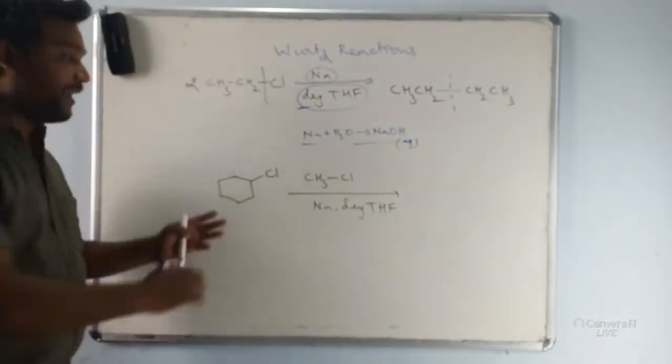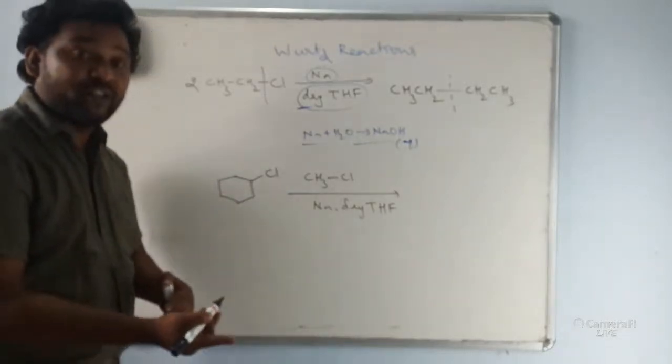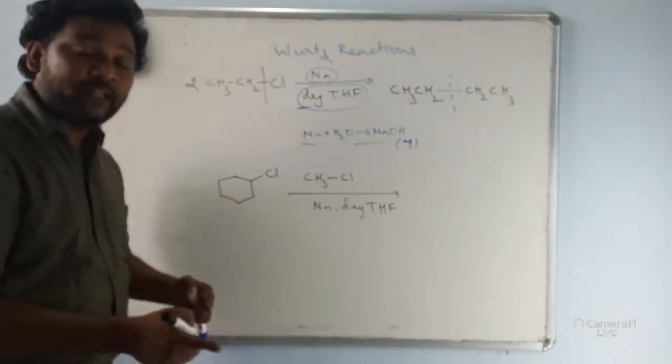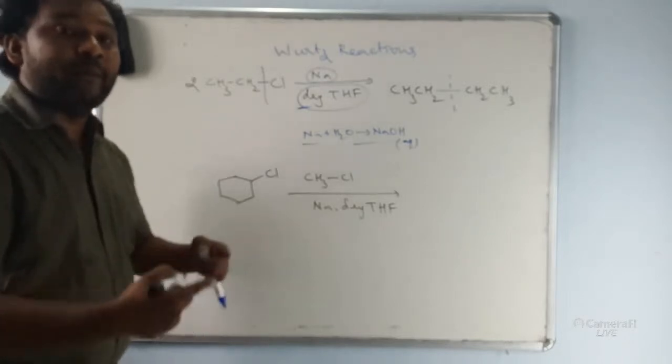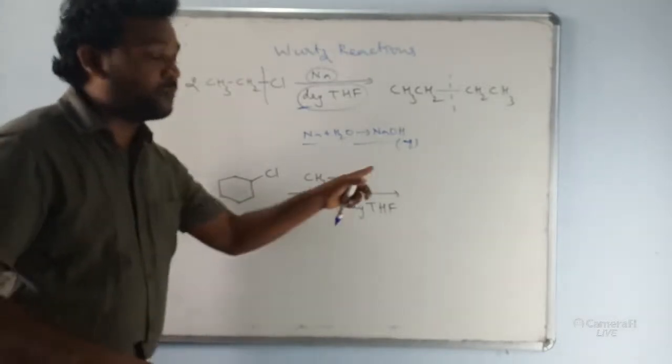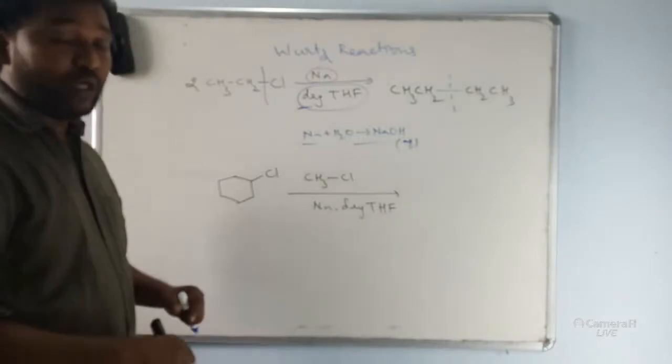Here the reaction is taking place between two different alkyl halides with sodium and dry ether, so it is a mixed Wurtz reaction. In the mixed Wurtz reaction, two different alkyl halides are participating. We will get a mixture of 3 products. Well, how to write them?